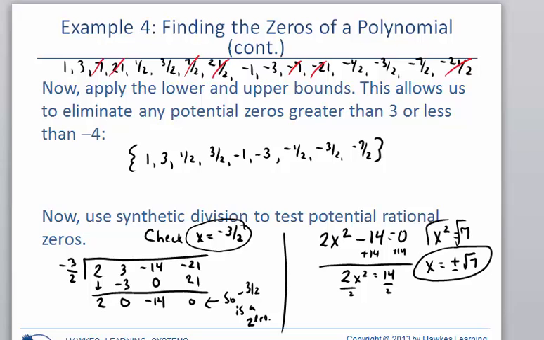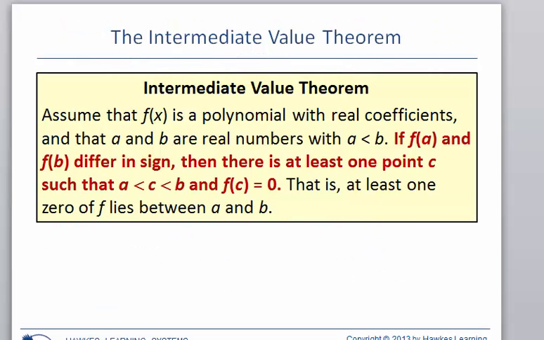All right, the last thing that we're going to look at in this section is what is called the intermediate value theorem. This says that if f of x is a polynomial and a and b are real numbers such that a is less than b, if f of a and f of b are different in sign, then there is at least a point in between where you have a 0. Let me show you with a picture what this is saying.